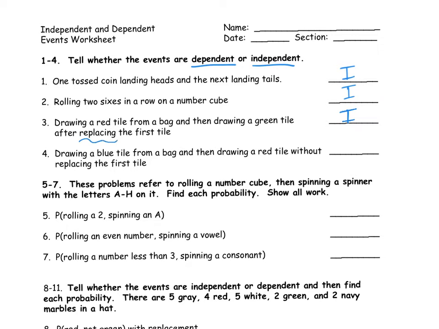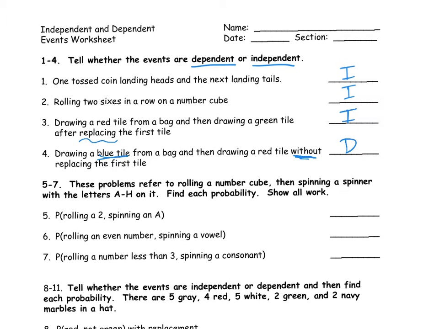You replaced the first tile, meaning you have the same chances as you did the first time you picked the red tile and then the second time. So that's also independent. And then number four, drawing a blue tile from a bag, then drawing a red tile without replacing the first tile, meaning you kept that blue tile out, meaning your chances for the second drawing are going to change because you already pulled one of them out. So this is the only dependent one here.